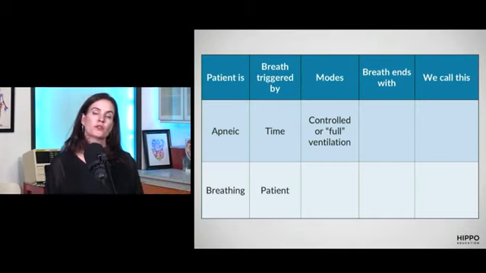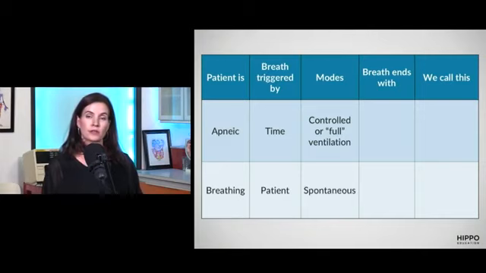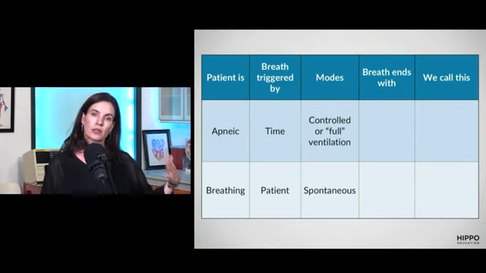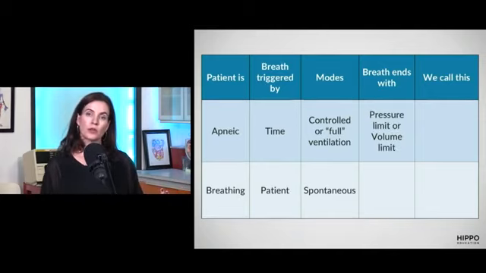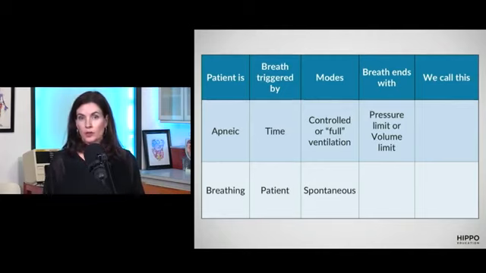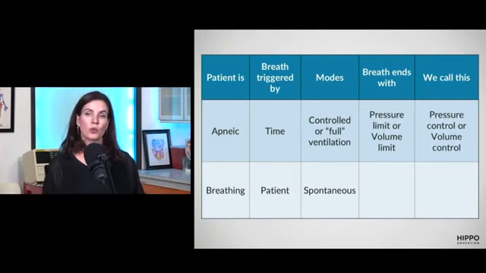In contrast, when your patient is breathing, we call this spontaneous modes of ventilation or sometimes support modes of ventilation. So if we understand how the two breaths are triggered, we then need to tell the machine when to stop blowing the air in. It needs to have a limit for when it stops. And so when you're in controlled or full ventilation, you can set one of two things. You either set a pressure limit or a volume limit, and the vent stops blowing air in when it hits that pressure or when it hits that volume. And that's how it knows to stop, and we call this pressure control or volume control.